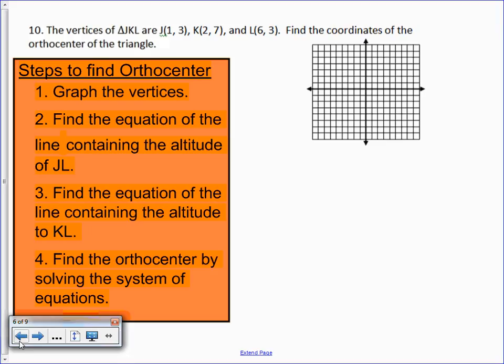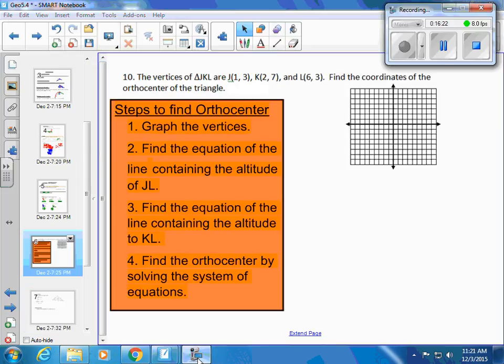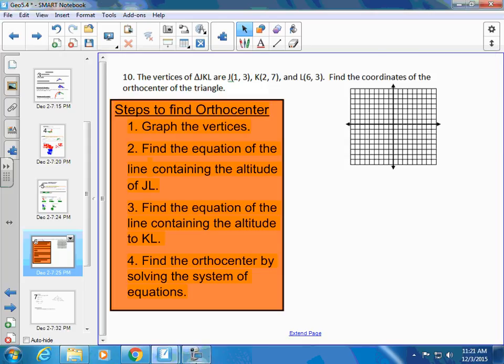There is one more question in your notes. This is number 10, I believe. It says the vertices of triangle JKL are right there. Find the coordinates of the orthocenter of the triangle. Now I must have missed number 9. I'll have to check to see where number 9 went, because those are asking for the coordinates, finding the medians and the altitudes. We'll come back to that one. Let's see how much time we're at. All right, we're going to at least start this one.